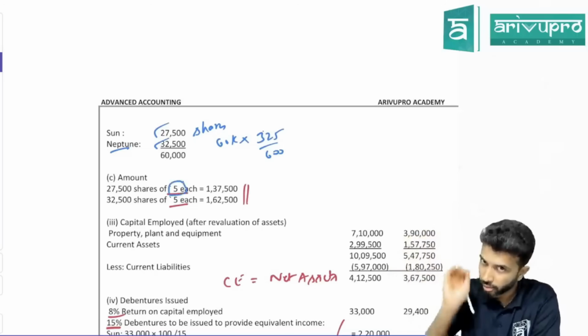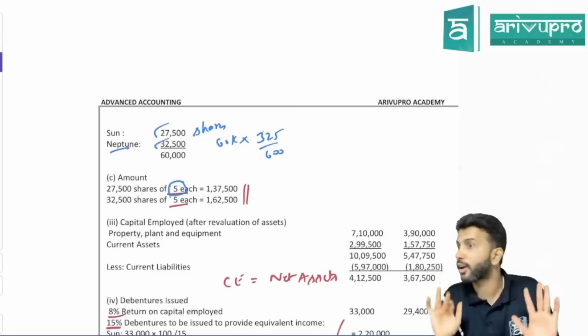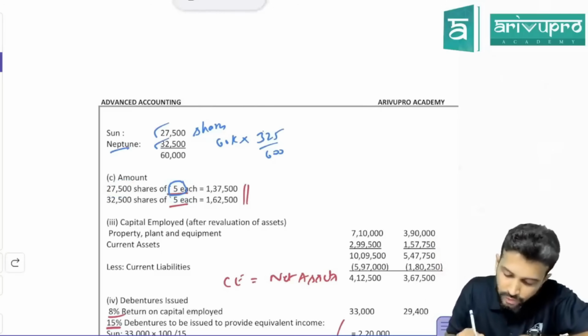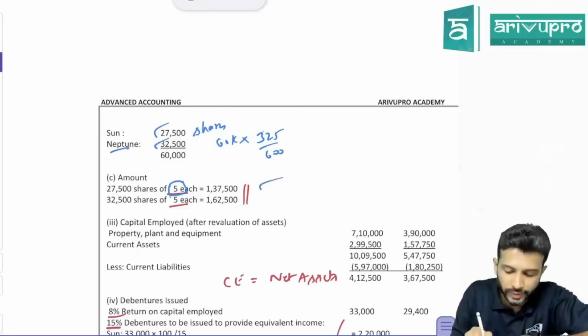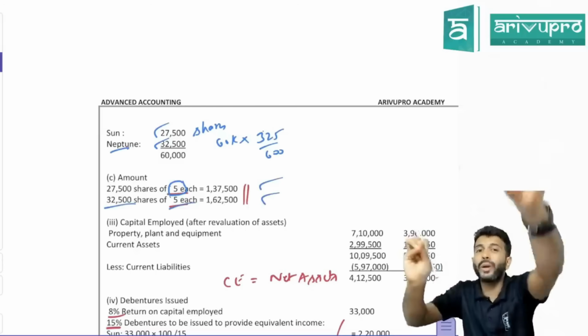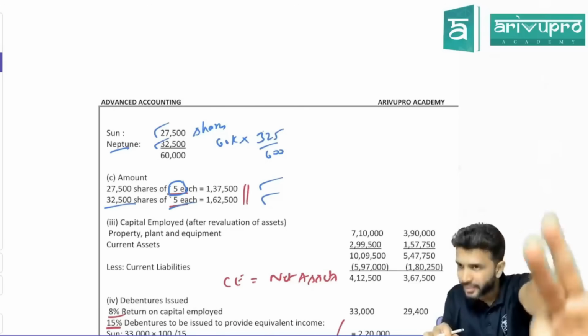Common small mistakes can bring you down big time, so keep track of that. So 27,500 shares, each with value 5, so how much is the value? 137,500. 32,500 into 5 will give you 162,500. This is the equity shares given as purchase consideration.